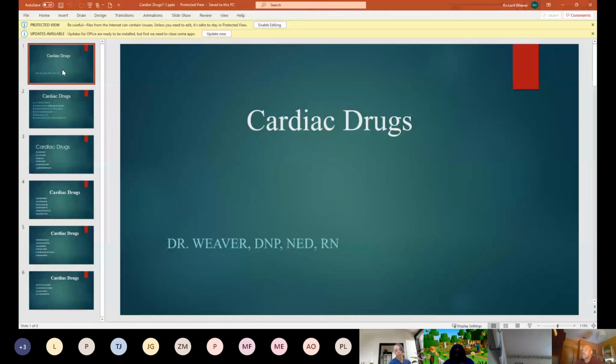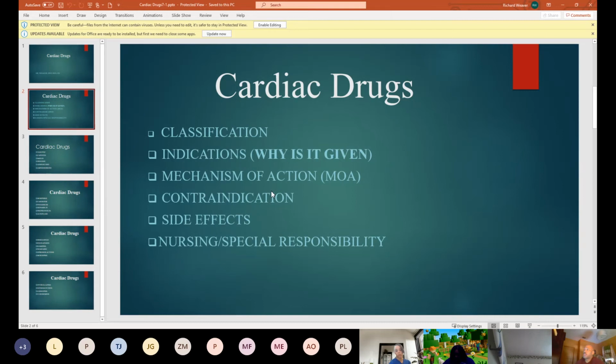All right, so these are the cardiac drugs. What I want you to do is classify these drugs. The only ones you're going to find that need to be classified in one category are your ACE inhibitors. The rest of them will have their separate classifications. I'm not looking for a whole lot, but just make sure you know the classification, why it's given, the indications. In other words, beta blocker for maybe high blood pressure or something like that. The mechanism of action, how does it work? This doesn't have to be long and drawn out, just put it in your own words. Are there any contraindications? Are there side effects? And what are the nursing responsibilities or considerations? And so these are the drugs here.